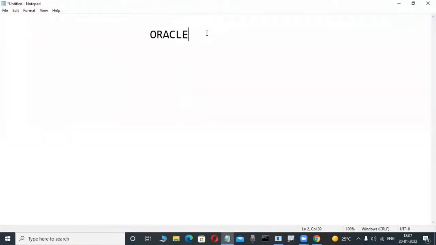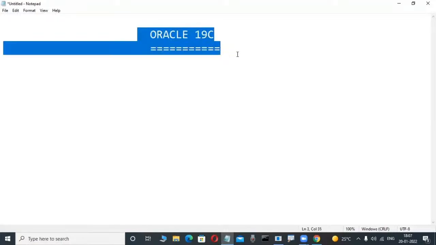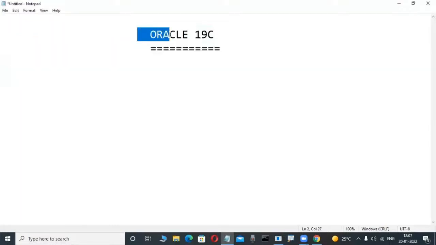Now this is Oracle 19c. 19c means cloud technology. Observe it here. This is the latest version we are learning in our class. But what is this Oracle? Slowly observe it here.